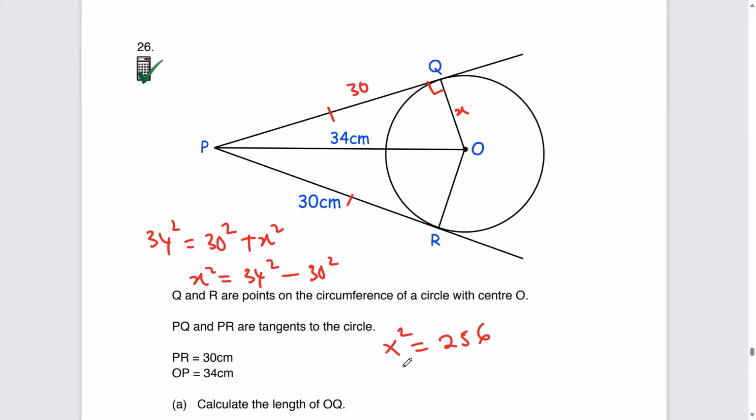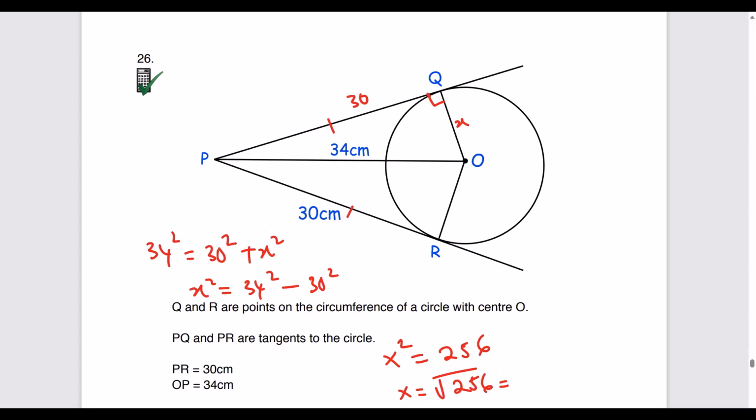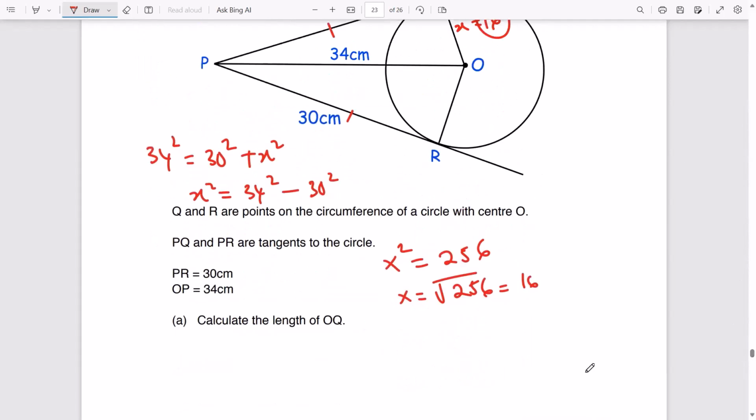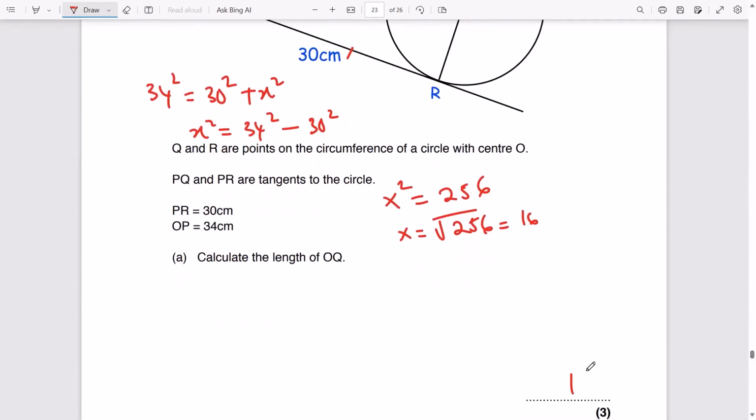256. And then to find x, you take the square root of 256. What does that give you? 16. So we know x, this QOQ, is going to be 16 centimeters. What do you get as your answer? I got 16 centimeters. Good.